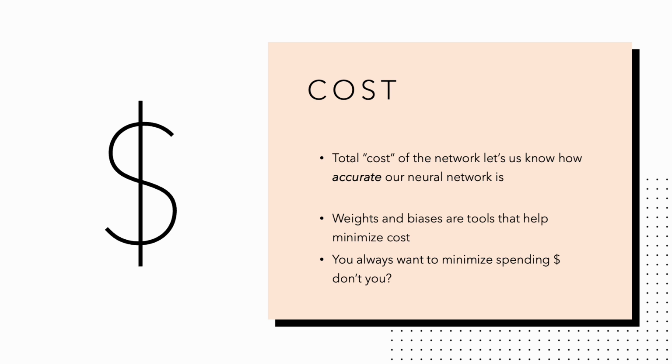The total cost of the network lets us know how accurate our neural network is. So weights and biases are tools that help us minimize this cost. And granted, we always want to minimize cost in life in general, so looking at it in that parallel kind of helps. We're going to be looking at the gradient descent of something, and we want to find the local minimum of a graph in order to really find that minimum point of how do we spend as little as we possibly can in order to get the most accurate answer that we can.